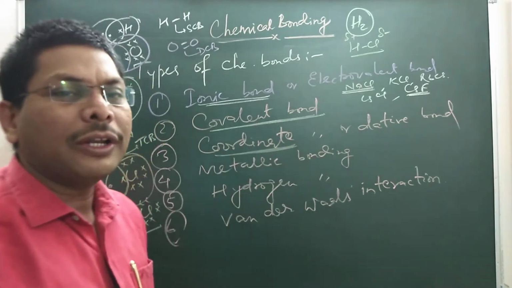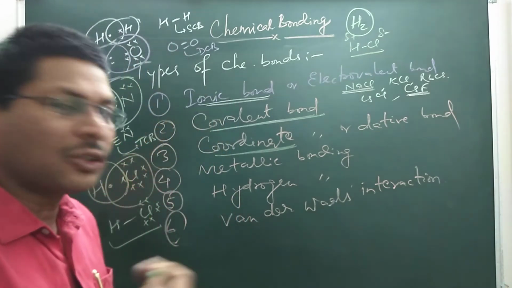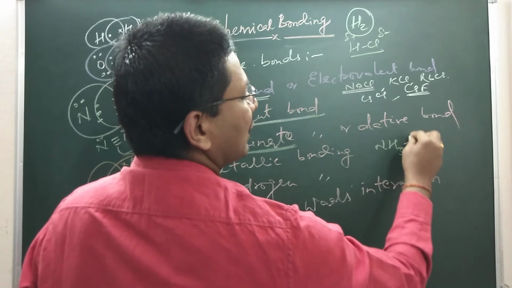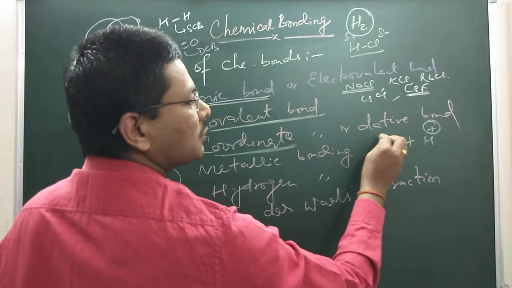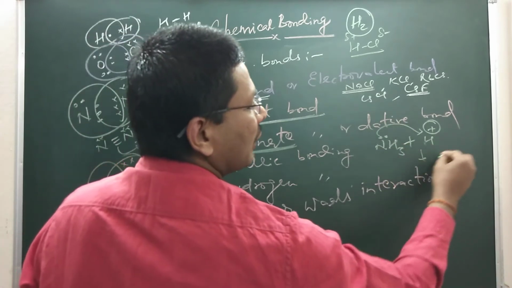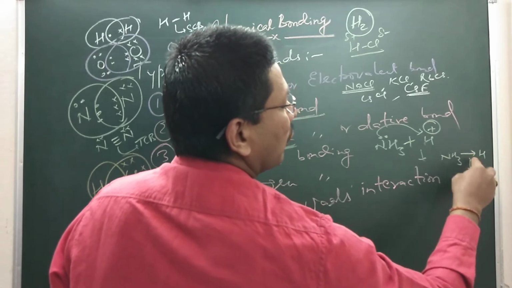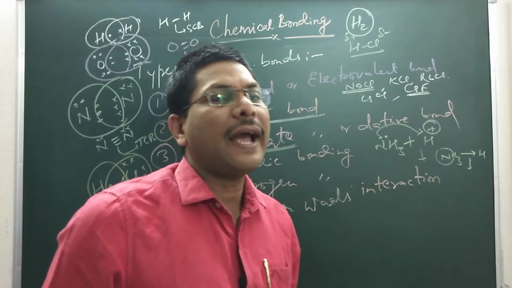Coordinate bond. A coordinate bond is a special type of covalent bond in which the shared electrons come from one atom. Suppose ammonia reacts with H plus. H plus has no electron, ammonia has a lone pair. So this lone pair is donated to form a coordinate bond. Here nitrogen is acting as a donor atom and hydrogen is acting as an acceptor atom.